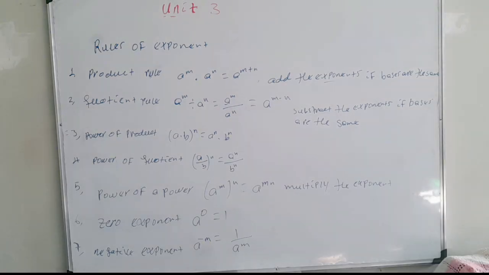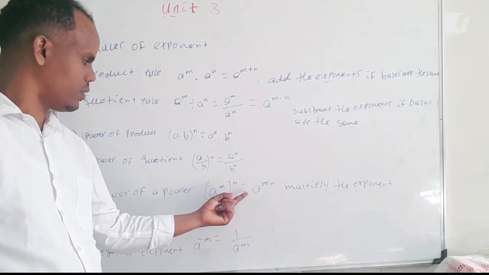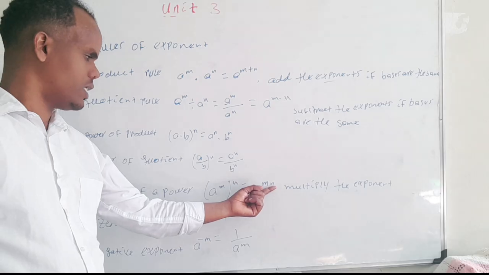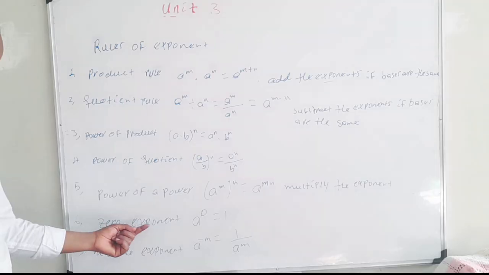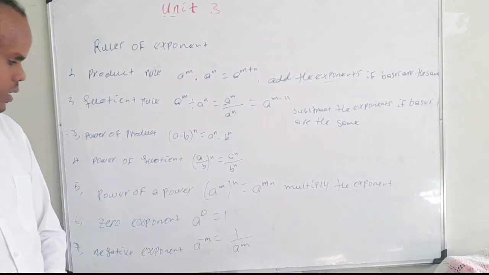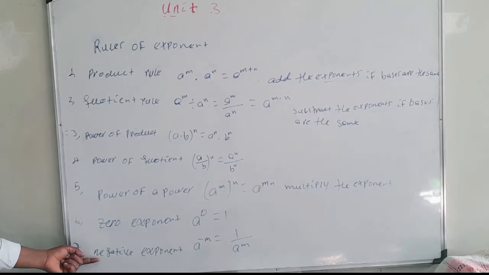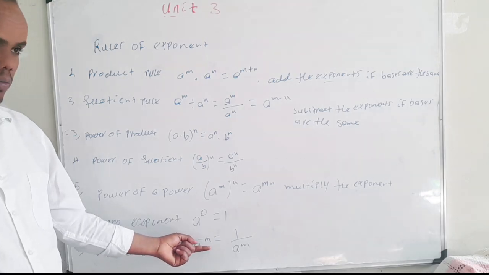The fifth one is power of a power: a to the power of m, to the power of n, equals a to the power of m times n. Multiply the exponents. And that is the zero exponent: a number to the power of 0 is 1. The last one is the negative exponent: a to the power of minus n is 1 over a to the power of n.